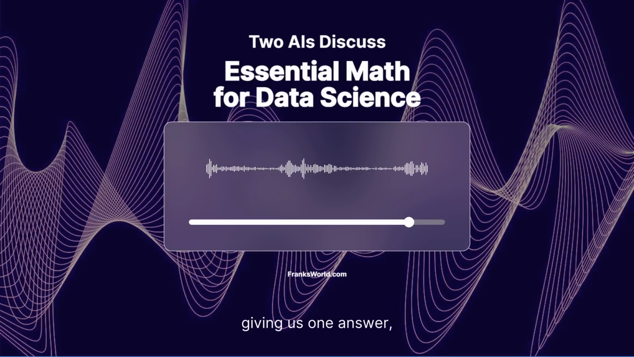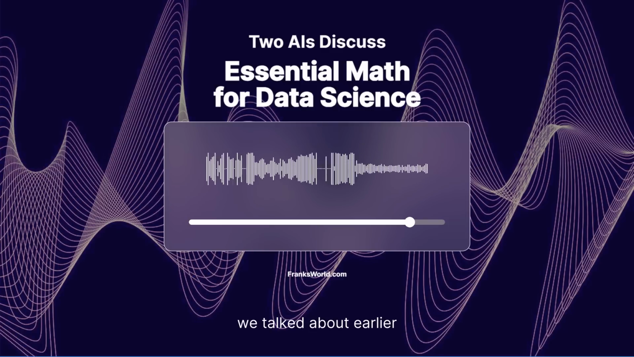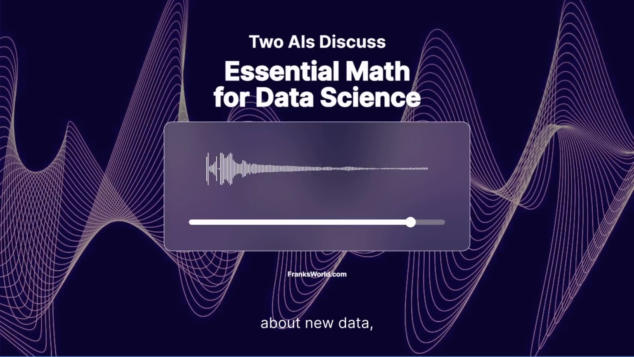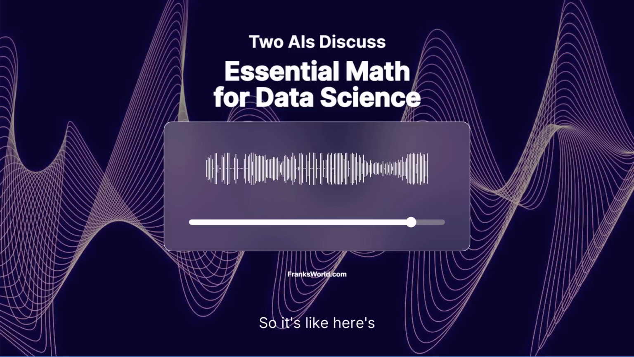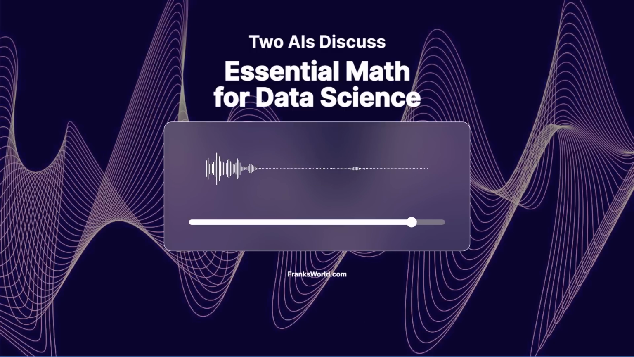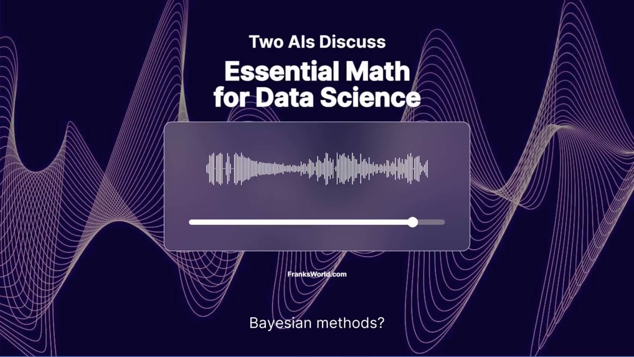So it's not just giving us one answer, but a whole range of possibilities. Exactly. And GPR uses those kernel functions we talked about earlier to define the relationships between data points. This allows it to learn complex patterns, make predictions about new data, and even give you confidence intervals that reflect the level of uncertainty. So it's like, here's our best guess, and here's how much you should trust it. Precisely. That's why GPR is great for situations where understanding uncertainty is crucial, like finance or medicine. Makes sense.